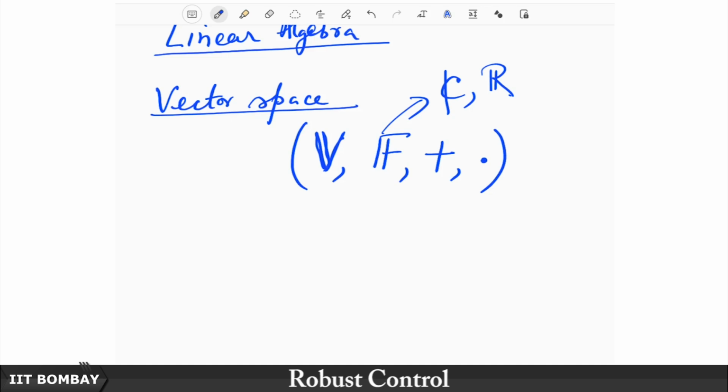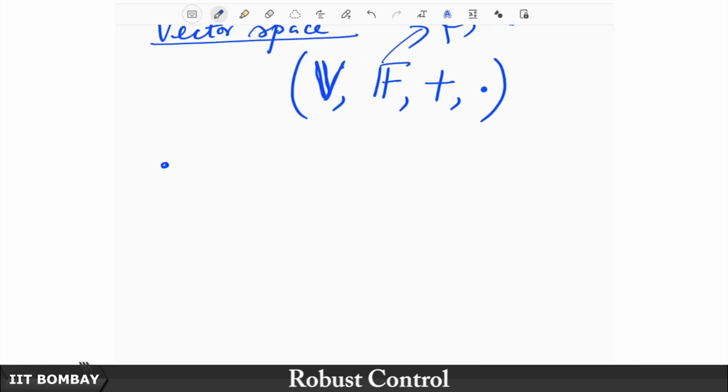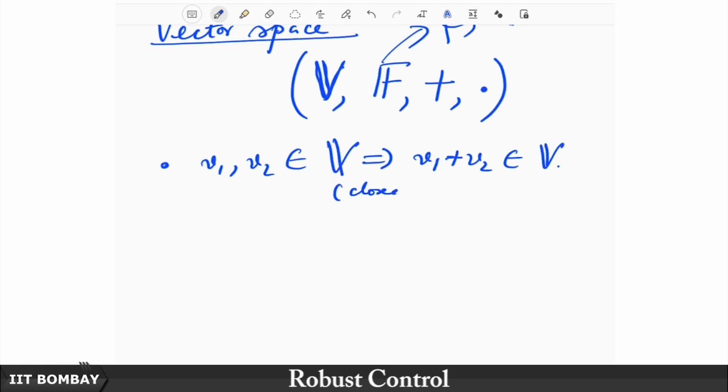So, what are these ideas? A vector space typically satisfies the following properties, and again you will have to bear with me here. Suppose you have V1 and V2, two members that belong to this set V, then it implies that V1 plus V2 also belongs to the set V. This is what we call closed under vector addition. Right, that is the first property.